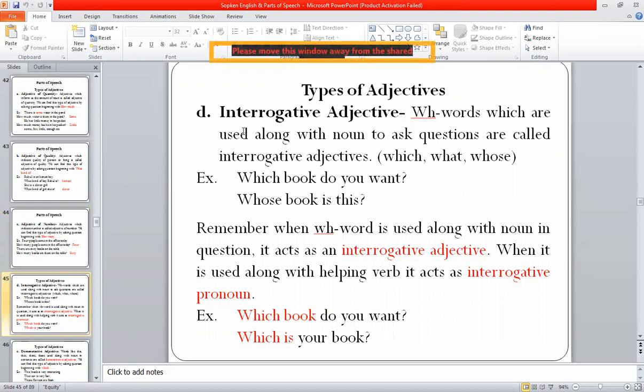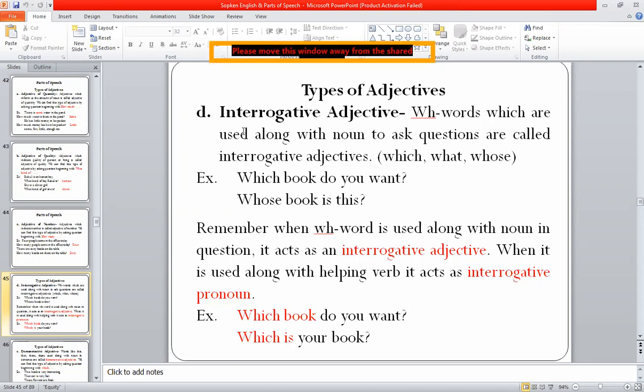Let's see the fourth type. It is interrogative adjective. What is its definition? WH words which are used along with a noun to ask questions are called interrogative adjectives.